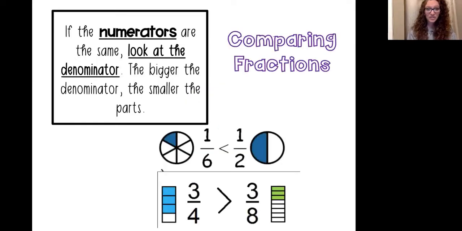When I'm comparing fractions to try to figure out which one is bigger and which one is smaller, there's a couple rules I can keep in mind. If the numerators are the same, look at the denominator. The bigger the denominator, the smaller the parts. Good job. If the numerators are the same, I can look at my denominator and tell that the bigger the denominator, the smaller the fraction. That seems backwards, but remember, we talked about how if I had a pizza and I cut it into 12 pieces, but you had a pizza and only cut it into 2 pieces, your pieces would be way bigger than mine because you're not dividing into so many parts.